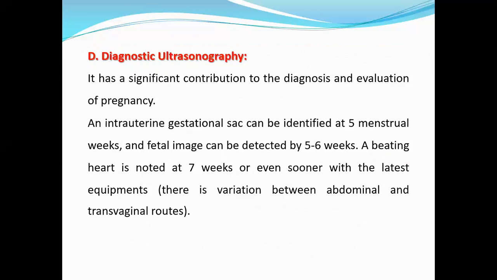Using ultrasonography, it has a significant contribution to the diagnosis and evaluation of a pregnancy. An intrauterine gestational sac can be identified at 5 menstrual weeks. Fetal image can be detected by 5 to 6 weeks. Beating fetal heart is noted at 7 weeks or even sooner with the latest equipment. We should keep in mind that there is variation between abdominal and transvaginal routes.